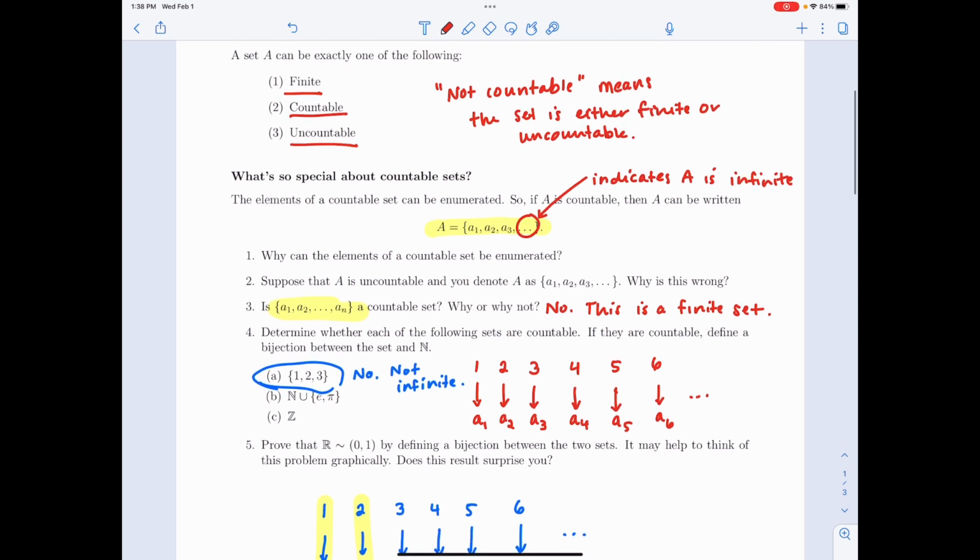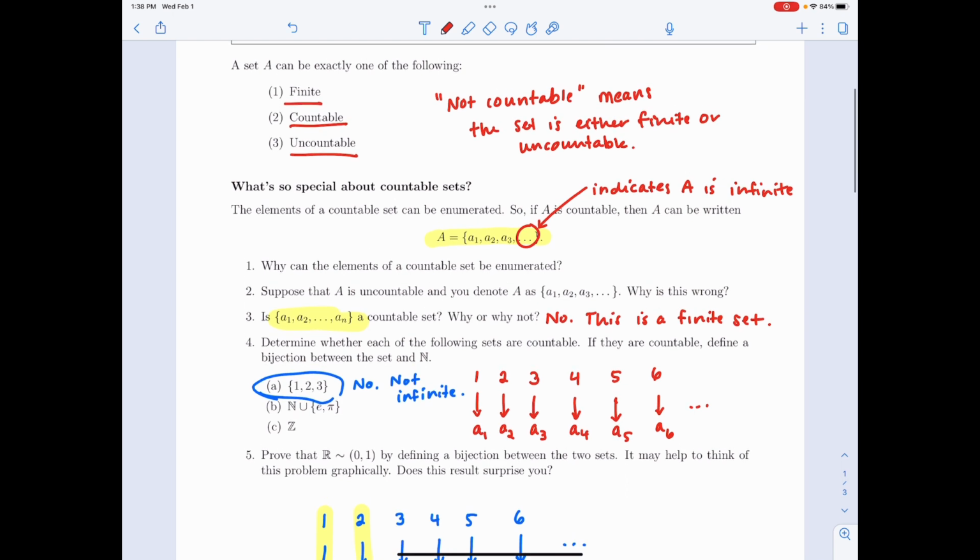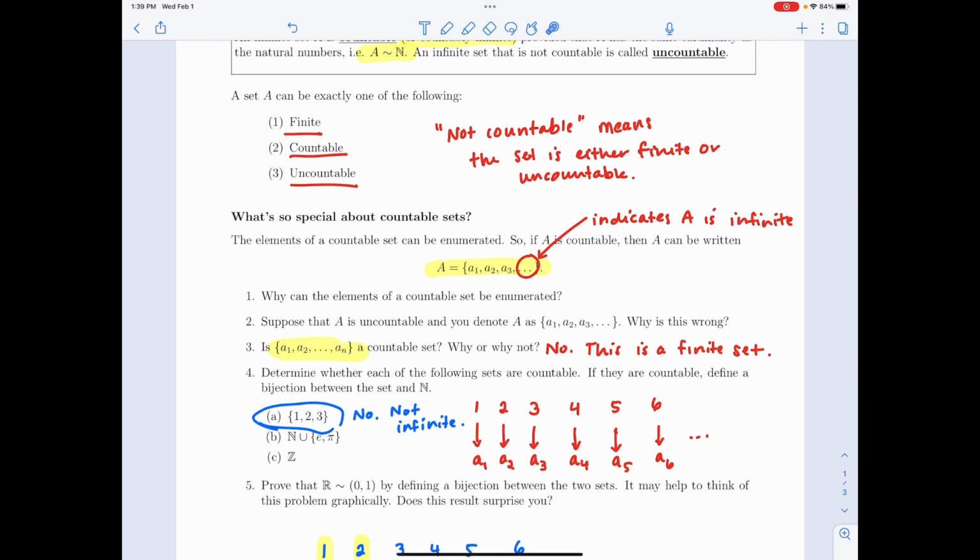And getting at the answer to question number 2, when you suppose that A is an uncountable set and you denote it this way, the reason this is wrong is because the moment you denote a set using A1, A2, A3, dot, dot, dot, you've made the assumption that it's countable. And uncountable sets are not countable. They cannot be put into one-to-one correspondence with the natural numbers. So this implicitly assumes A is countable.